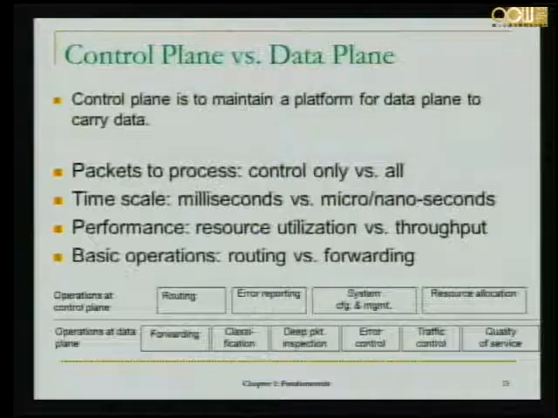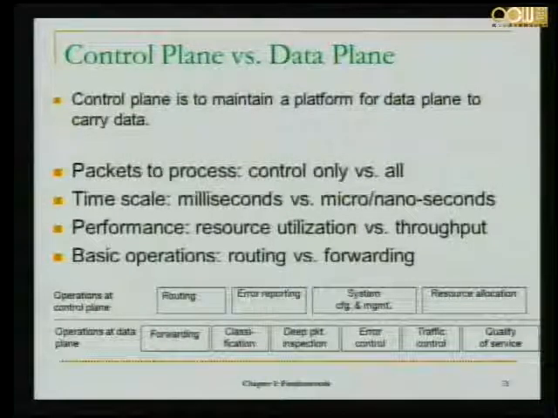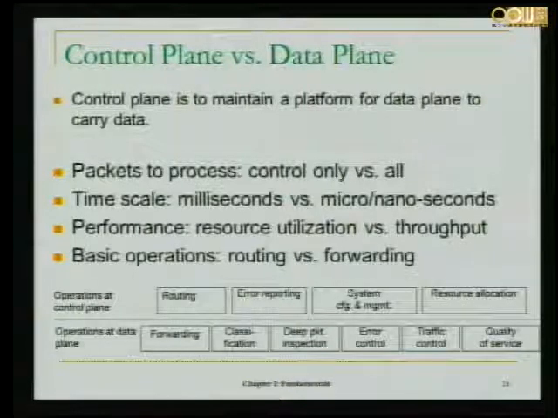Next, we'll look at the control plane and data plane. It's interesting that we need to separate our jobs into different categories. Here, you want to carry packets around, and then you need to separate your operation or your job into two planes, the control plane and the data plane. The purpose of a control plane is to maintain. The keyword here is to maintain a platform for the data plane to carry data. So the control plane is to help the data plane, and it's the data plane that actually does the service, which is to carry the data.